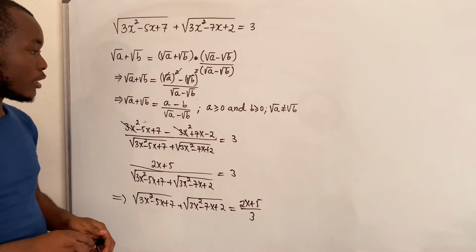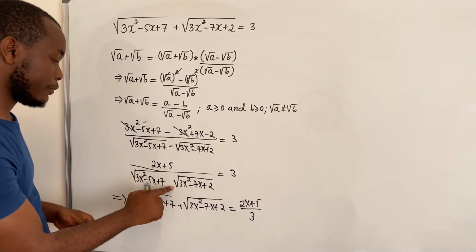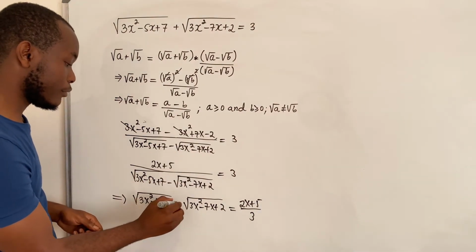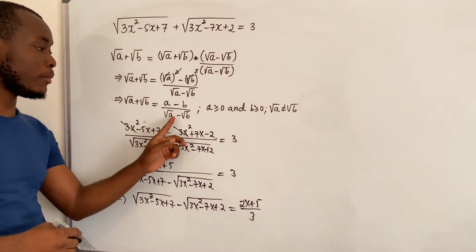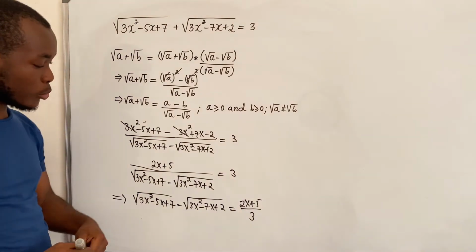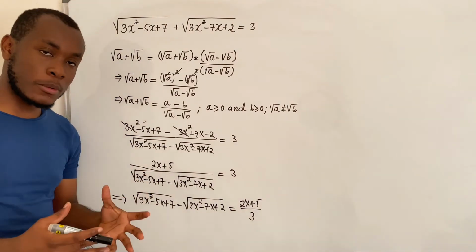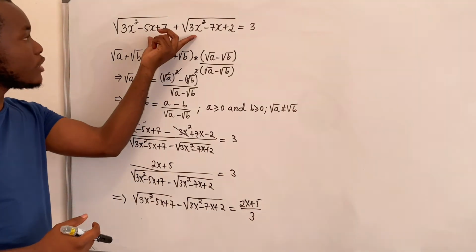This can be reduced like this. And here is negative, not positive, according to the formula, right? Because it's square root of a minus square root of b. So we have this expression is equal to this expression. So what will be the next approach? Now, we have this equality and we have this equality.